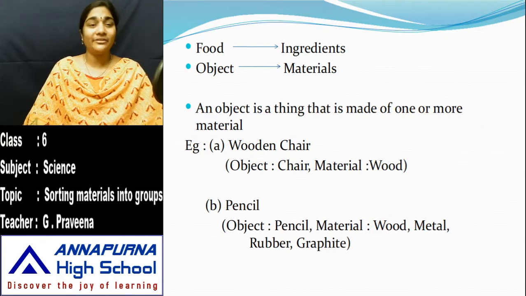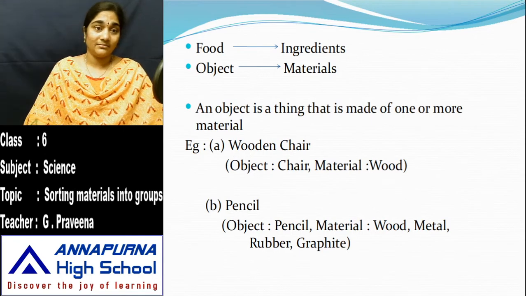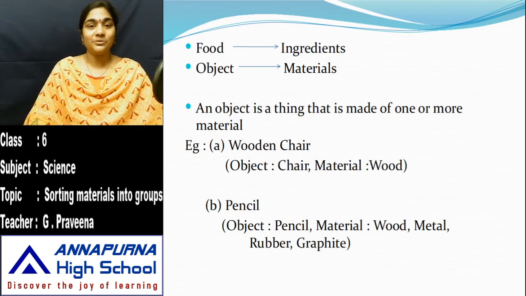So, what is the main difference between an object and material? Materials are used to prepare an object. That material may be one or two. So, an object is a thing that is made of one or more materials. Here in this example, I have noted wooden chair. This is an object. What are all the materials that are required to make a wooden chair? That is wood. So the material that is required to prepare the object wooden chair is only wood. Here we are using only one material to prepare that chair.